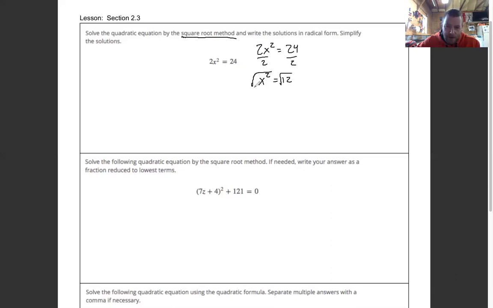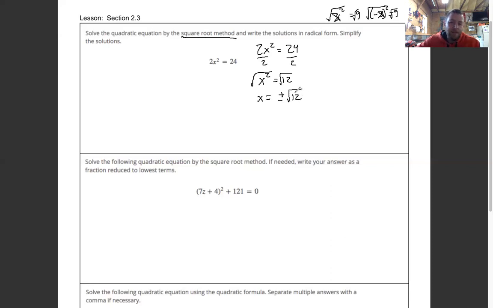Now, anytime you take a square root of a square, just like 3 squared is equal to 9, I also have negative 3 squared is equal to 9. So when I'm getting rid of this square and I square root it, I'm going to get a value of positive and negative. Anytime you square root a square, you have to put plus or minus on the other side. So x is going to be equal to plus or minus square root of 12.